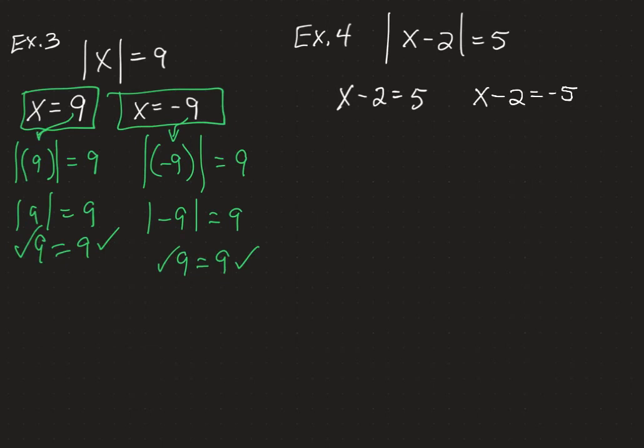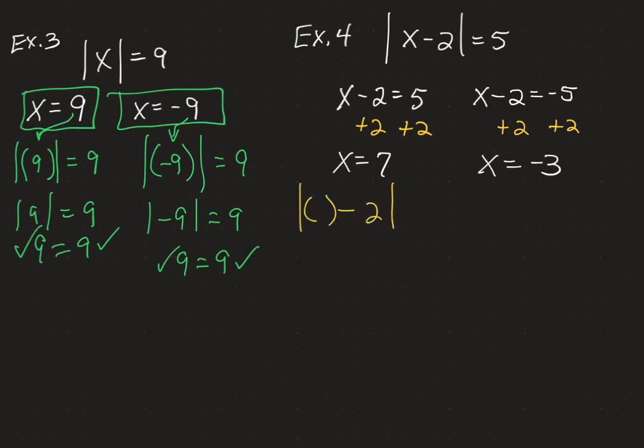Now we just have to solve for that. So adding 2 here and adding 2 here, I'm going to get x equals 7. For the other answer, if I add 2 here and add 2 here, I'm going to get x equals negative 3. Two answers. Putting in a 7 for that x. Okay, and what is that supposed to equal there? It's supposed to equal 5. Okay, 7 minus 2 is 5. Absolute value of 5 is 5.